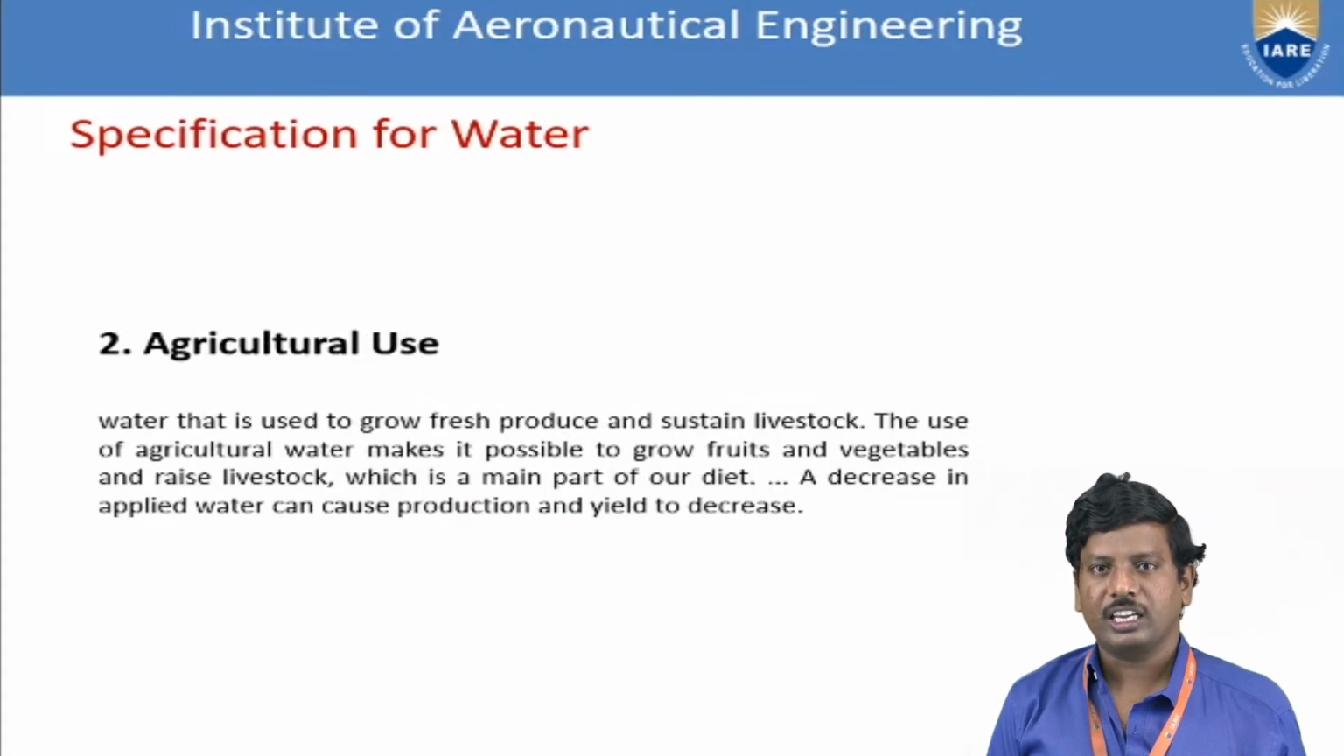Second one is agricultural use. Water that is used to grow fresh produce and sustain livestock. The use of agricultural water makes it possible to grow fruits and vegetables and raise livestock, which is a main part of our diet. A decrease in the applied water can cause production and yield to decrease. Agricultural product and the percentage of water are directly proportional to each other.